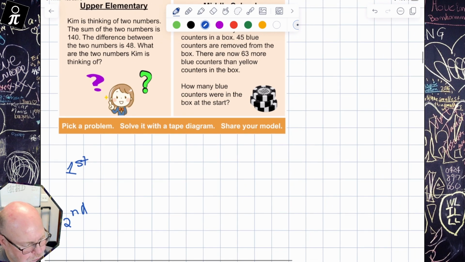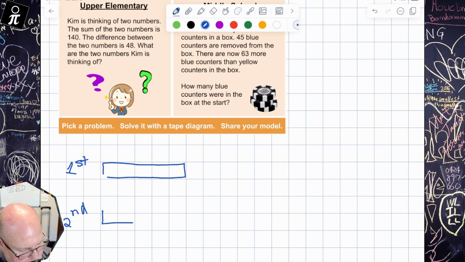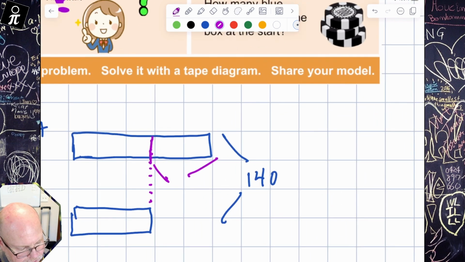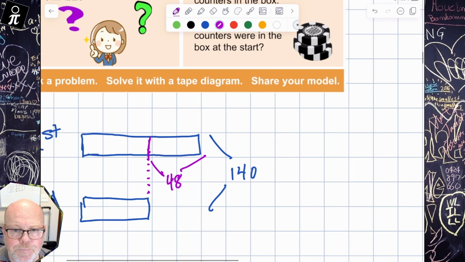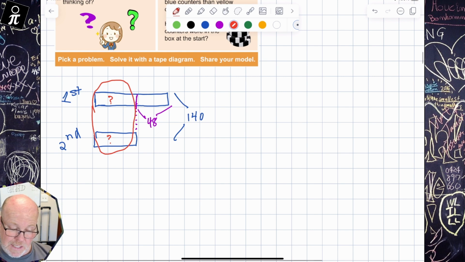And it says the difference between the 2 is 48. So that just means one of these numbers is bigger than the second number. And I know that all together they add up to 140. But I know that this distance right here, that distance is 48. All right. And so since that chunk right there is 48, I don't know how much this thing is and this thing is. But I know that all together these 2 things is 92.